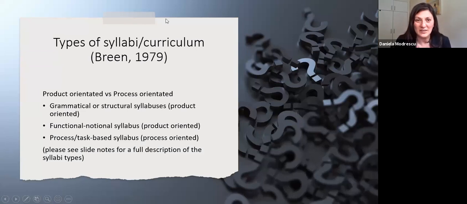Now, there are different types of syllabus and curriculum. We only talk about English language learning and teaching, or language in general, second language or foreign language. But here we're talking about English language learning and teaching. And they are distinguished on the basis of the aim. What's the aim? There's a lot of content for you.